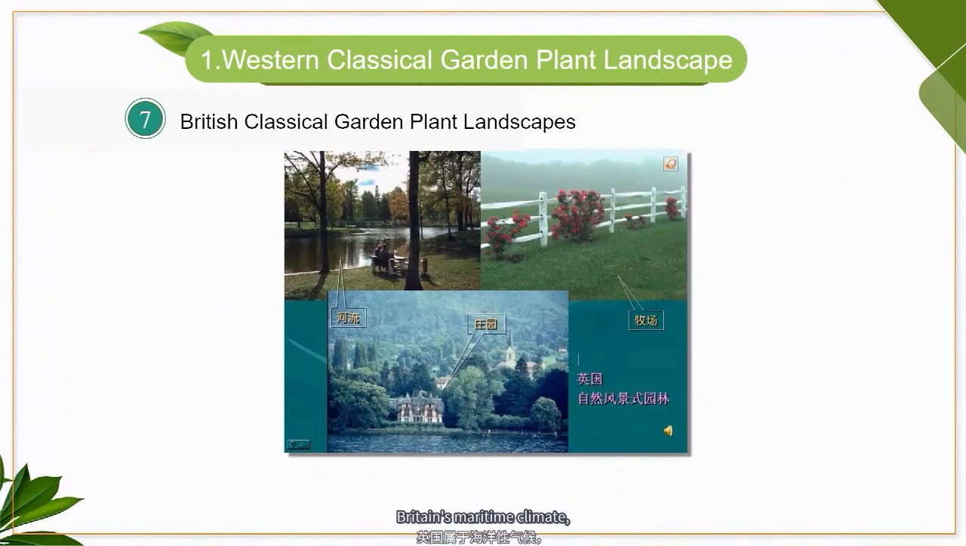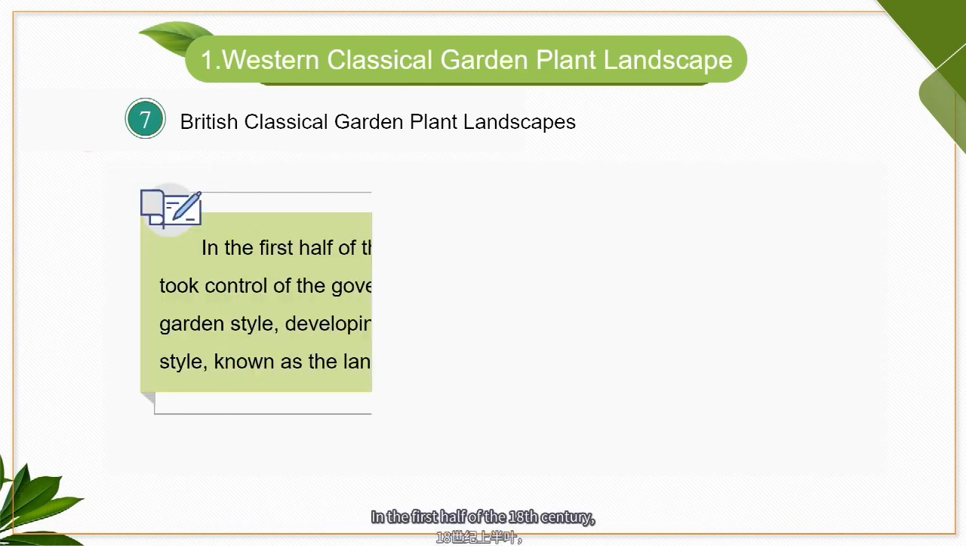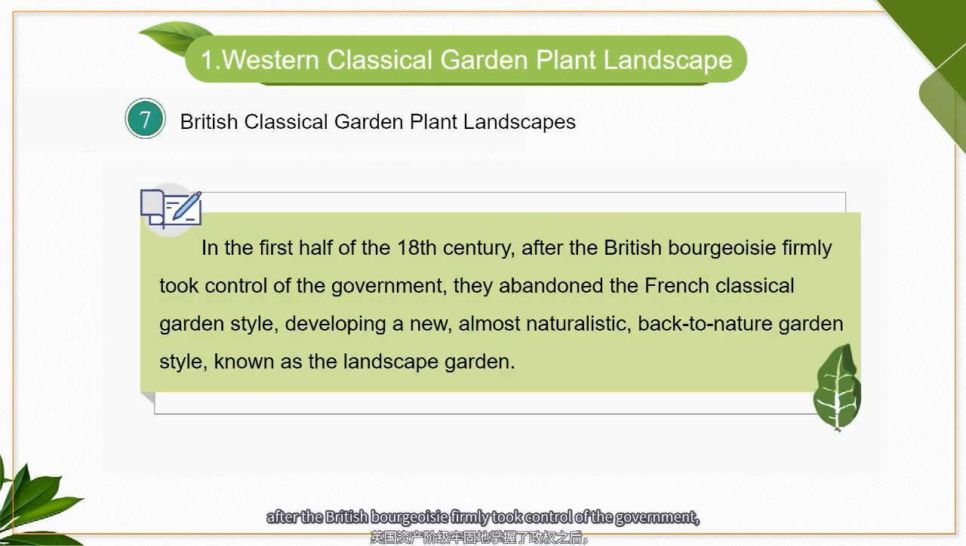Britain's maritime climate, with its undulating terrain, numerous rivers, and sparse forests, predominantly featuring pastoral landscapes, greatly influenced the distinctive characteristics of British garden landscapes. In the first half of the 18th century, after the British bourgeoisie firmly took control of the government, they abandoned the French classical garden style, developing a new, almost naturalistic, back-to-nature garden style, known as the landscape garden.